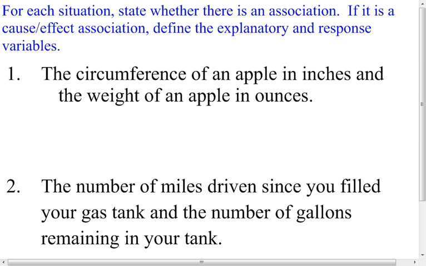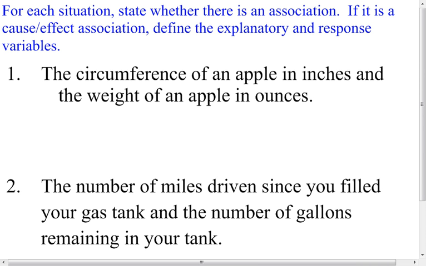I'm going to give you some different situations, and for each situation I want you to tell me whether, first of all, there is an association or a relationship. If there is a relationship or an association, is it a cause and effect association? And if so, I want you to tell me what the explanatory variable is and what the response variable is. So that's kind of a lot to do in each one.